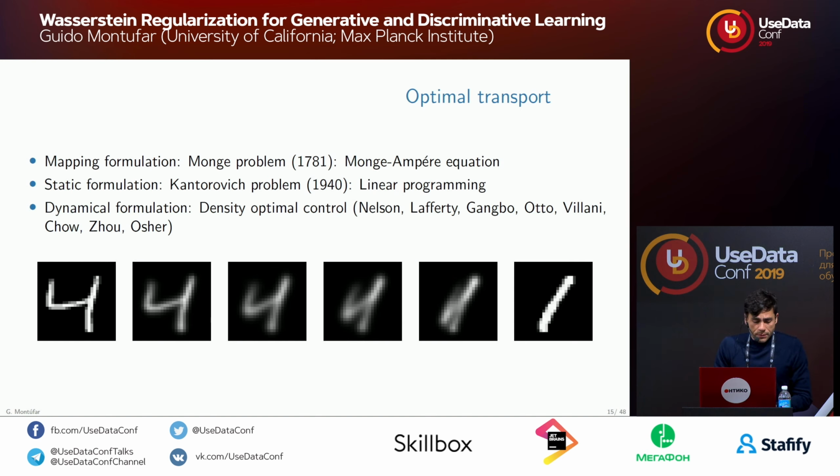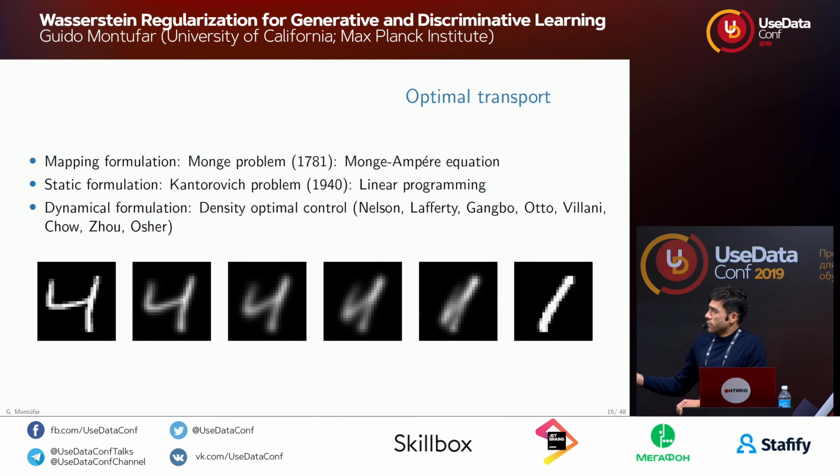Maybe just a few words about the optimal transport problem. This is a problem with a long history, and maybe it was formulated in the 1700s by Monge, and then there was this static formulation of optimal transport by Kantorovich, and what is now known as linear programming. And there is also a dynamical formulation that is, well, maybe closer to the things that we have been doing. But I'm not going to go into the details of that.